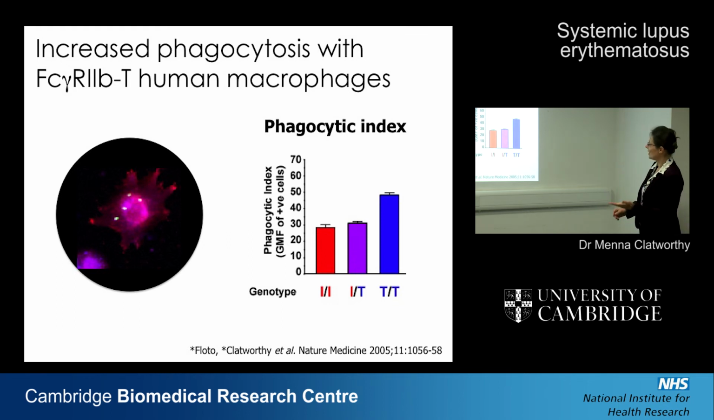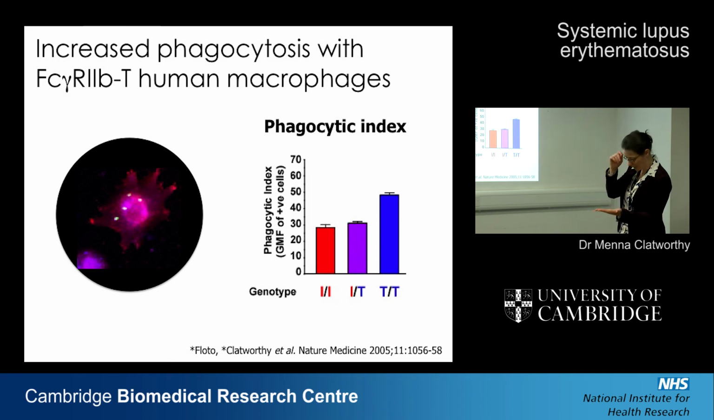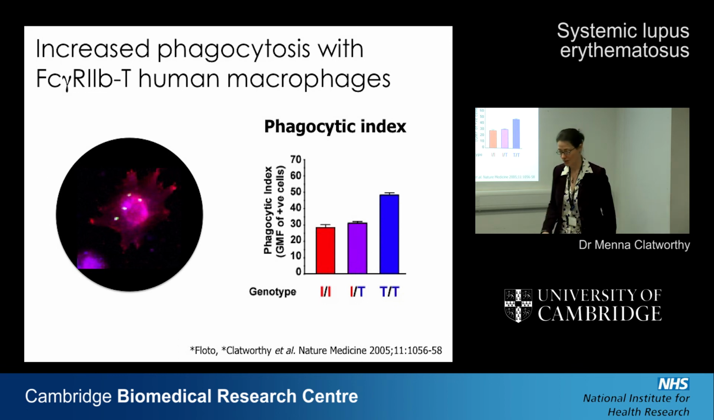What I did was to take monocytes. I gave them some MCSF, which makes them into macrophages, and I gave them some antibody opsonized Strep pneumoniae. And the TT homozygotes are able to take up much more of it. They also produce more TNF-alpha and IL-6, which help to protect you from it.